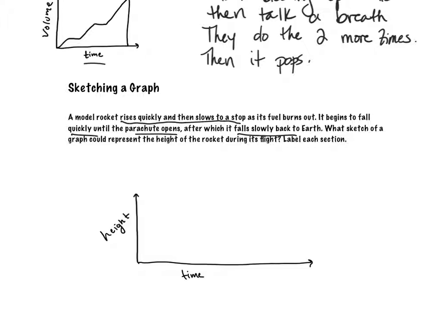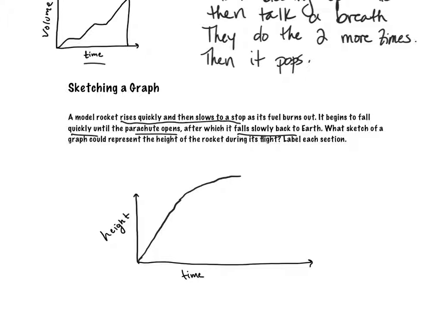I've given you the graph that you'll use. My two variables are going to be height and time. We're talking about shooting a rocket, height, over an amount of time. If I start at 0, it tells me it rises quickly, so I want a steep slope going up. And then it says it slows to a stop. That means it's still rising, but now I'm slowly getting out there.